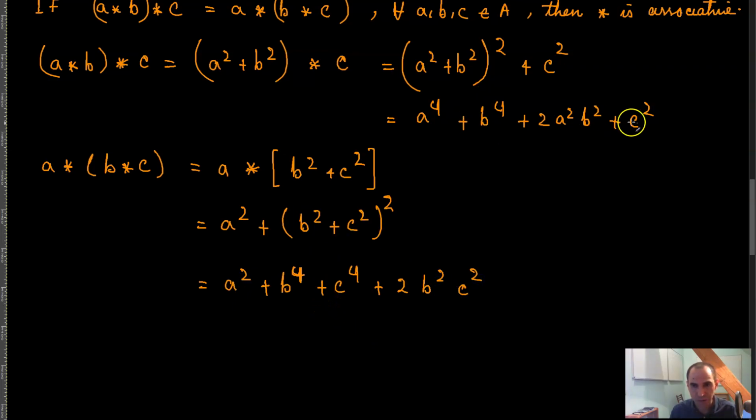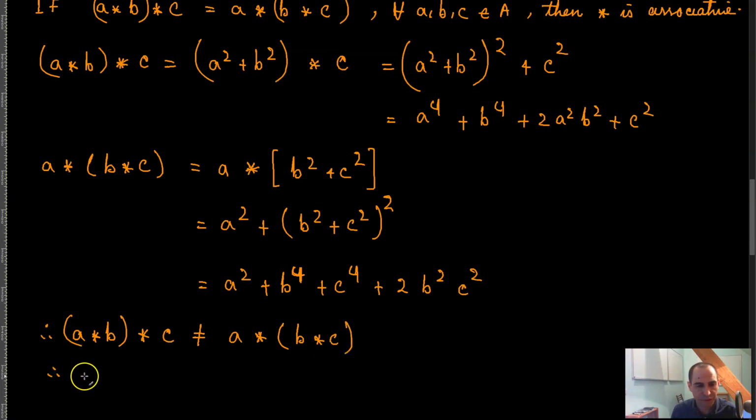And of course you can see that this is absolutely not the same thing, meaning that based on this you can say that (A star B) star C is not the same thing as A star (B star C), and therefore star is not associative. Therefore star is not associative.